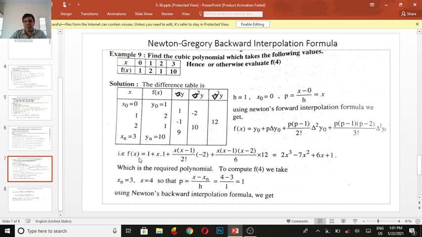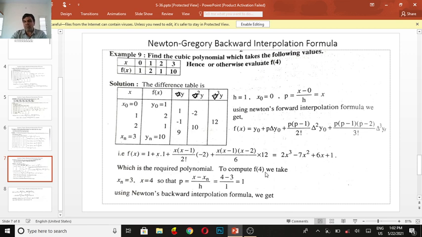So f of x equals 1 plus p into delta y naught, substituting the values of p and delta y naught. So f of x equals 1 plus x into 1 plus x into x minus 1 by 2 factorial of minus 2, plus x into x minus 1 into x minus 2 by 3 factorial, which is 6, into 12, etc. Simplifying, 2 gets cancelled, and 12 divided by 6 gives 2. Simplifying we get 2x cube minus 7x square plus 6x plus 1, which is the required polynomial.